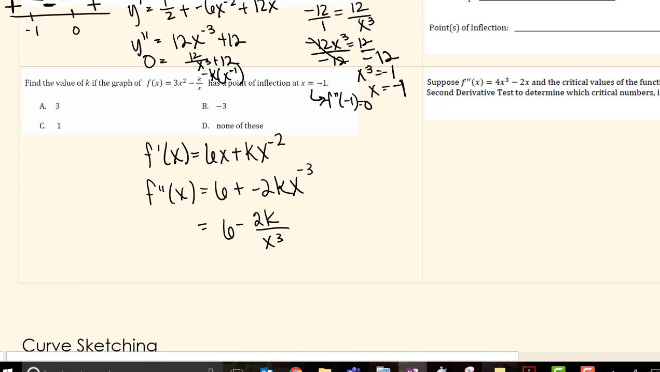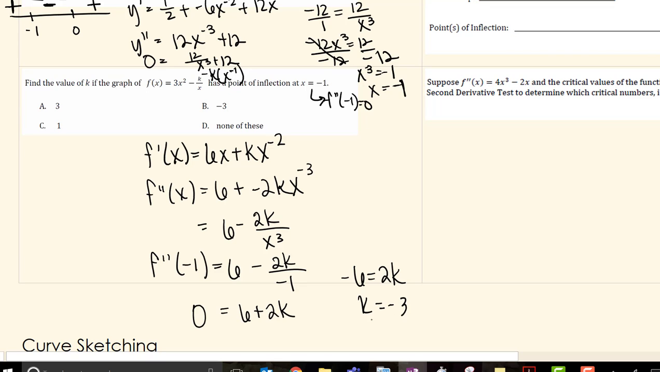And then we'll substitute that negative 1. So f double prime of negative 1 equals 6 minus 2k, negative 1 cubed is negative 1, which is 6 plus 2k. So then I'm just solving for k here. I know that f prime of whatever is also equivalent to 0. So if I were to solve this, we get negative 6 equals 2k, and k equals negative 3.